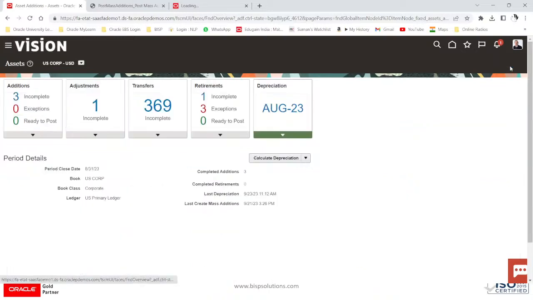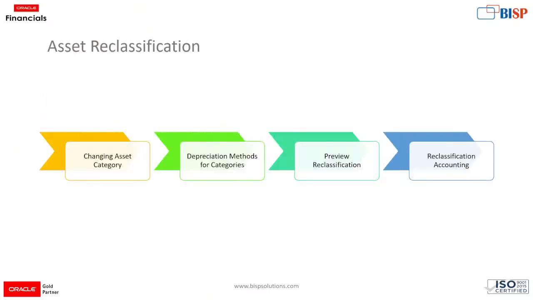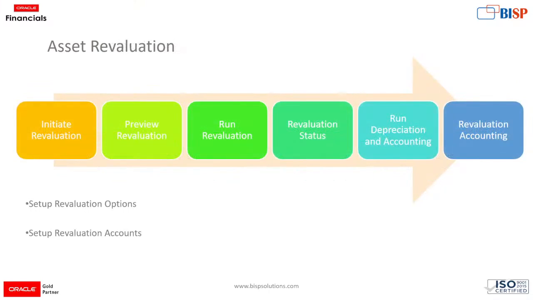Now let us go to the revaluation. Let us move to the PPT again. The next topic is asset revaluation. For the asset revaluation, we have to have some setup options. We have to enable the revaluation setup options and set up the revaluation account, right? That is mandatory for the revaluation. I have done so, and then we will initiate the revaluation, preview the revaluation, run the revaluation, and check the revaluation status. We will run the depreciation and accounting also.